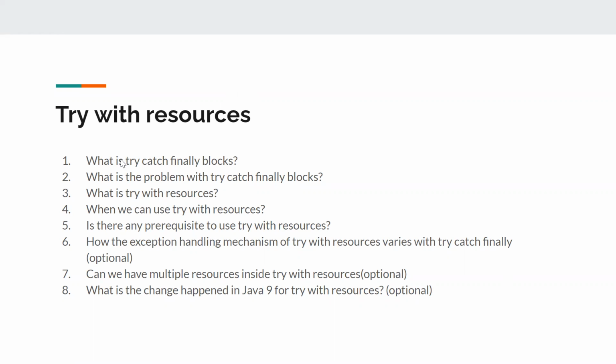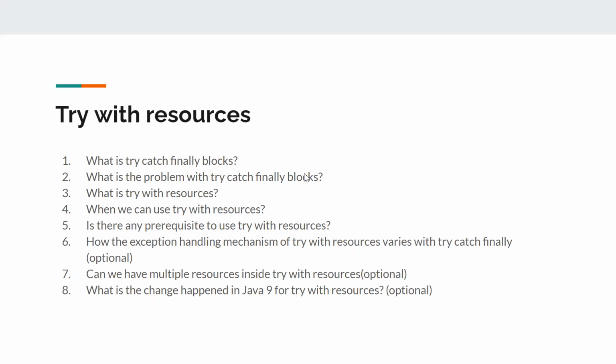Okay, so we will see what is try catch finally blocks, what is the problem with the try catch finally blocks, what is try with resources, and how try with resources helps us to solve the problems that we have with the conventional try catch finally blocks. Is there any prerequisite that I need to know before using try with resources? We'll see about that, and we'll also see how the exception handling mechanism of try with resources varies from your conventional try catch finally block.